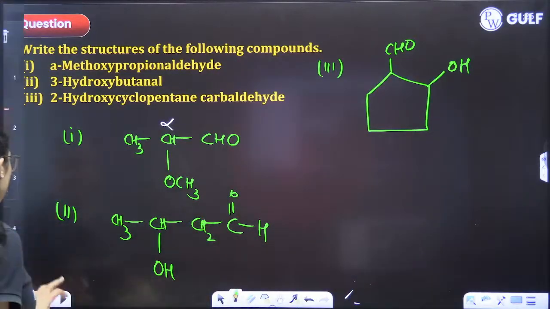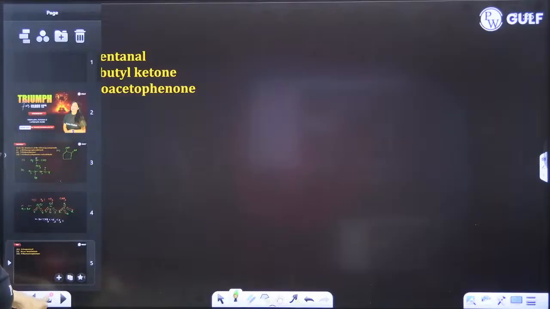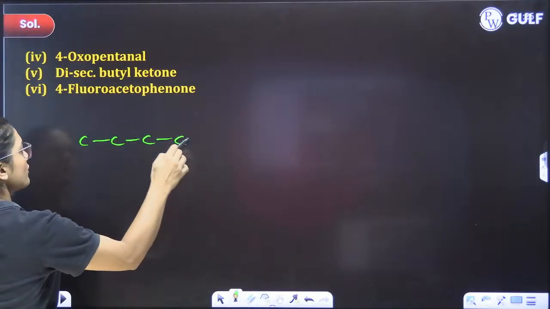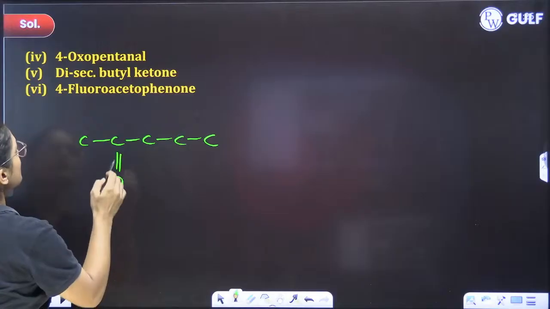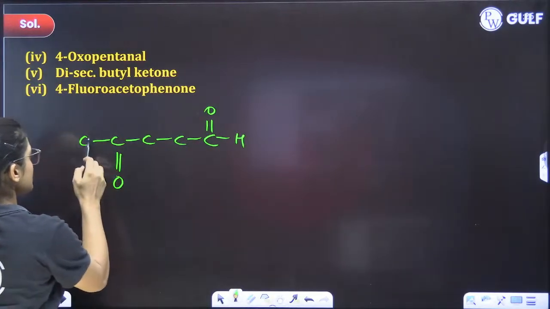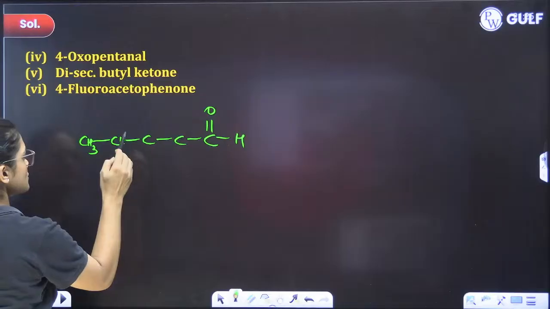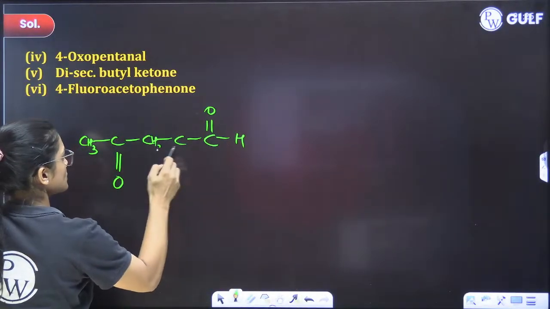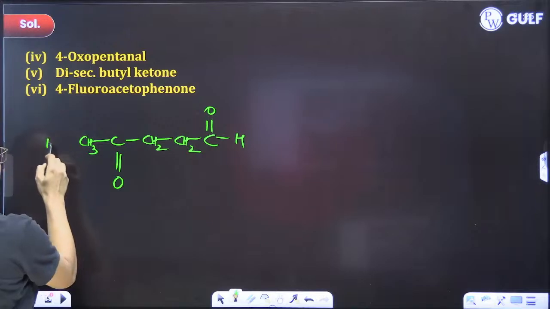Right? After that, we have the next one, 4-oxopentanal. Pentanal is 1, 2, 3, 4, 5. At fourth position, you have oxo. And in pentanal, this is C double bond O H, then H3, sorry, not H here. And here H2, here H2. So this is the fourth one.